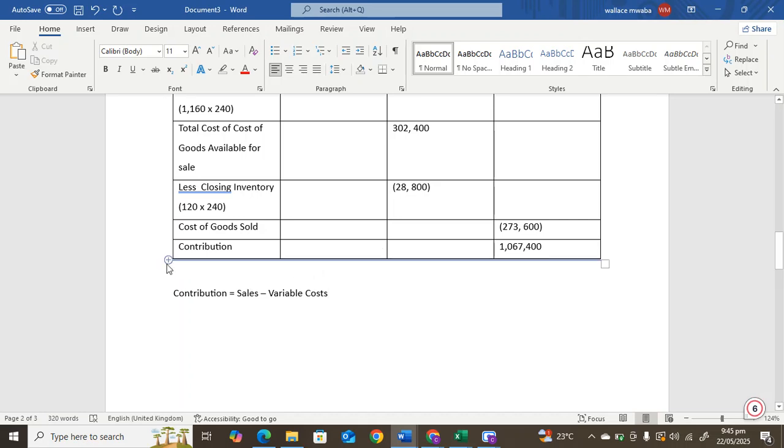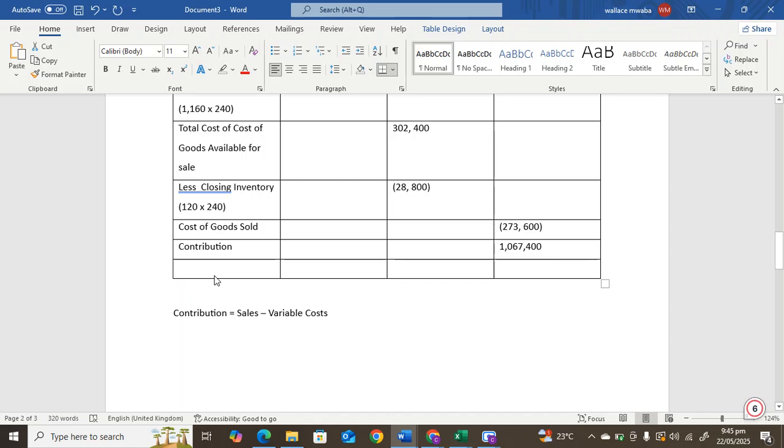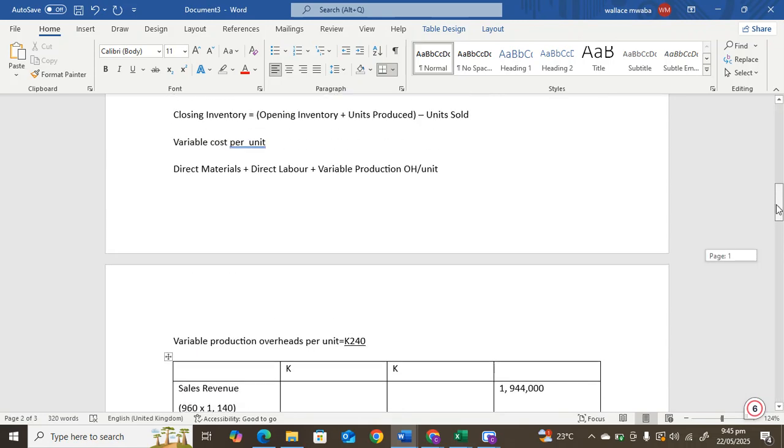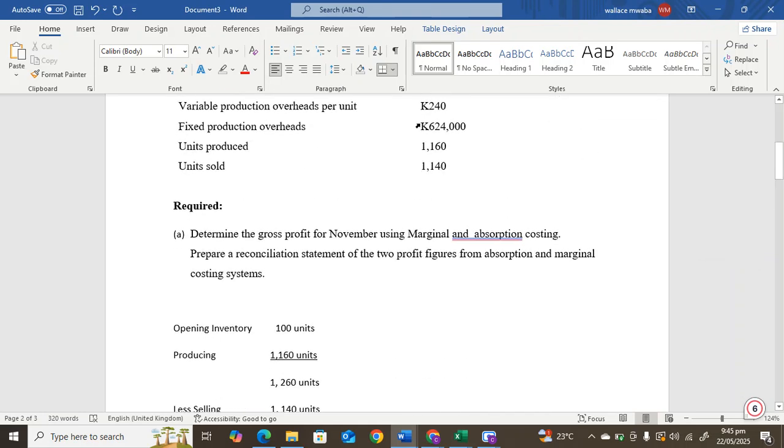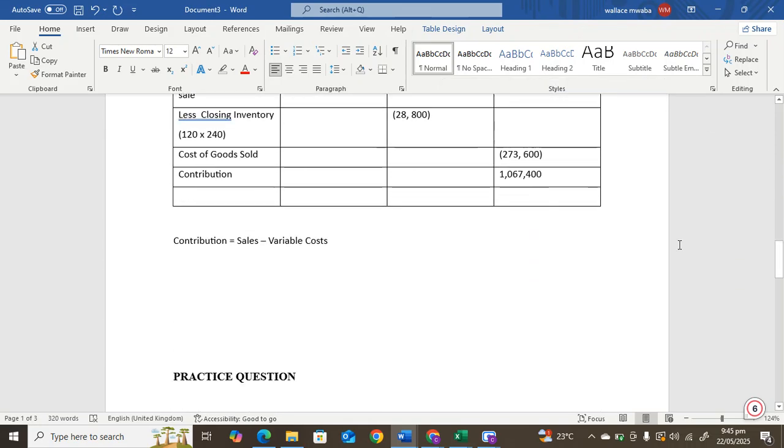If your contribution is low and it cannot cover fixed costs, we're going to subtract the fixed cost in the same marginal costing statement because marginal costing also separates fixed and variable costs. So this fixed cost which was incurred this month, we need to subtract it from the contribution. But I pose my question again. What if your contribution cannot cover your fixed costs as a company? What do you need to do?